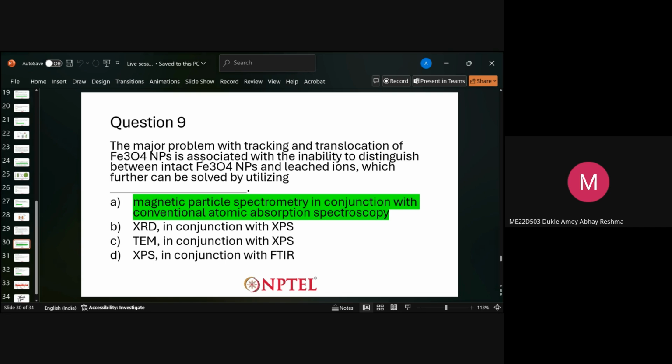So basically, you'll have the blank and you will have your sample. So in your sample, they'll tell you that this much, compared to your blank. So blank may be ethanol or something, and your sample basically they'll say that compared to your ethanol, this has 10 times more iron atoms or something like that. So the process used is magnetic particle spectrometry, in conjunction with conventional atomic absorption spectroscopy.